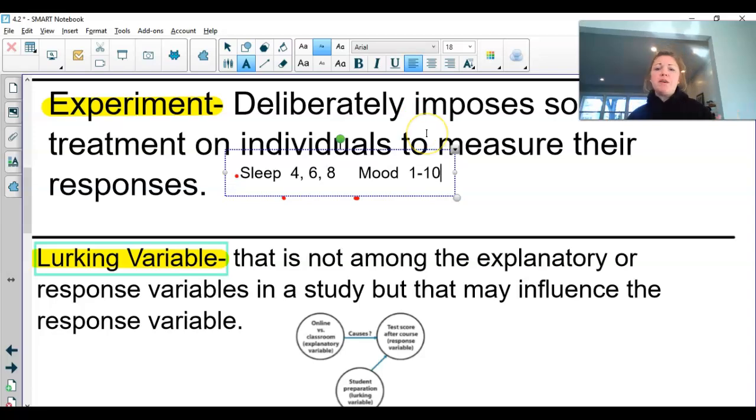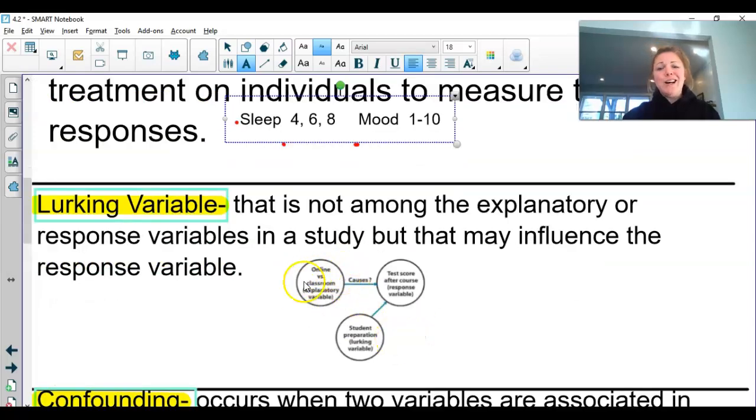A lurking variable is a variable that is not among the explanatory or response variables in a study, but may influence the response variable. So it's something that is influencing that response. So we have this explanatory variable here, and then we have the response variable, okay? We're looking at this online versus classroom experience. Does that influence test scores? Okay, so this was pre-pandemic, obviously. They would look at maybe a math teacher who taught one group online and another group in person, and then they'd look at test scores and compare.